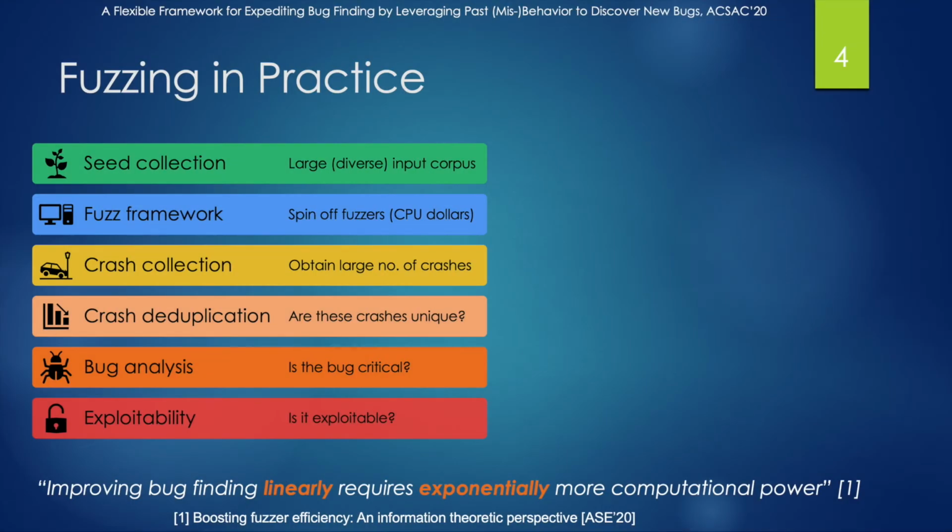Let's look at how we do fuzzing in practice. First, we collect some seed inputs for a program that we want to fuzz. Then we run multiple fuzzer instances in parallel on a massive infrastructure. After running for a substantial number of CPU cycles, we may get large number of crashes. Then we invest significant effort on crash triaging to deduplicate the crashes, to find out if the crashes are unique, then is the bug critical, and is it exploitable?